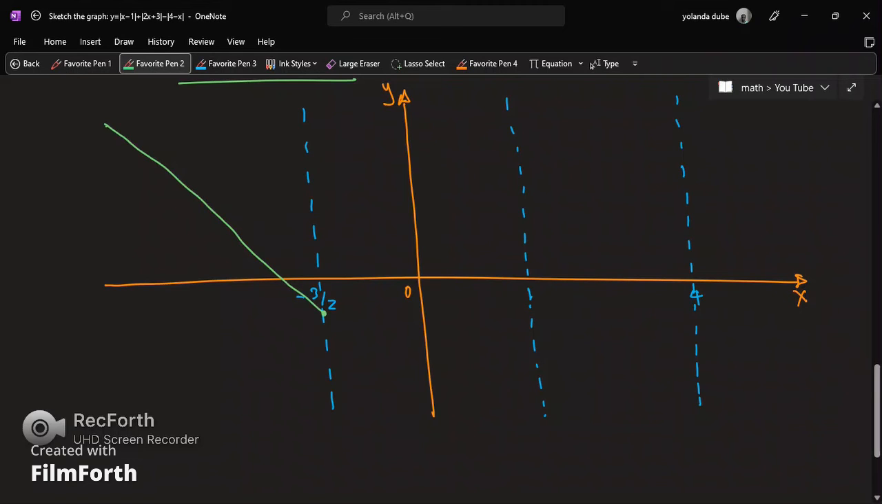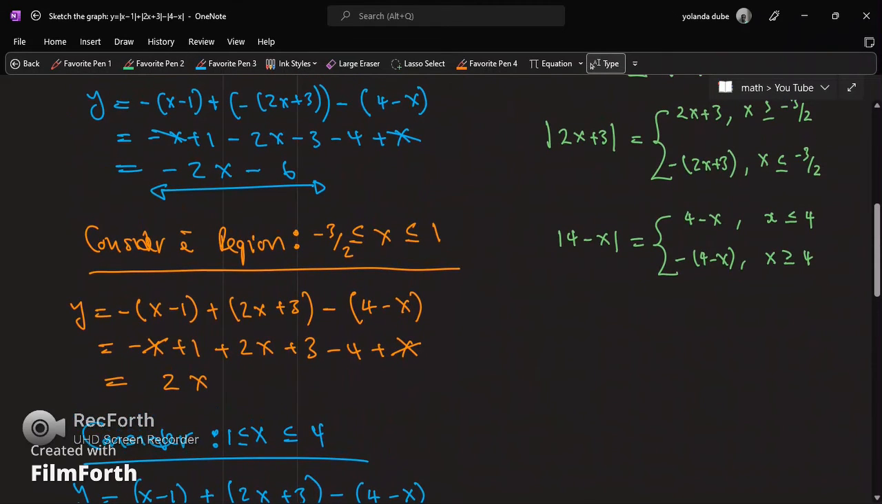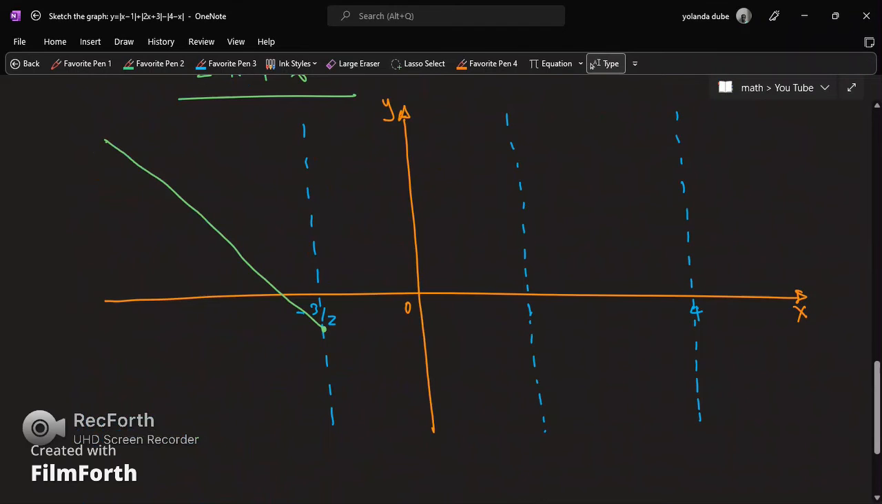Then now we're entering the zone -3/2 to 1. So what happens in that interval? Let's go and see. In the region -3/2 to 1, our function is described by 2x. You see that? So it means it has a positive gradient and it crosses here at the origin.